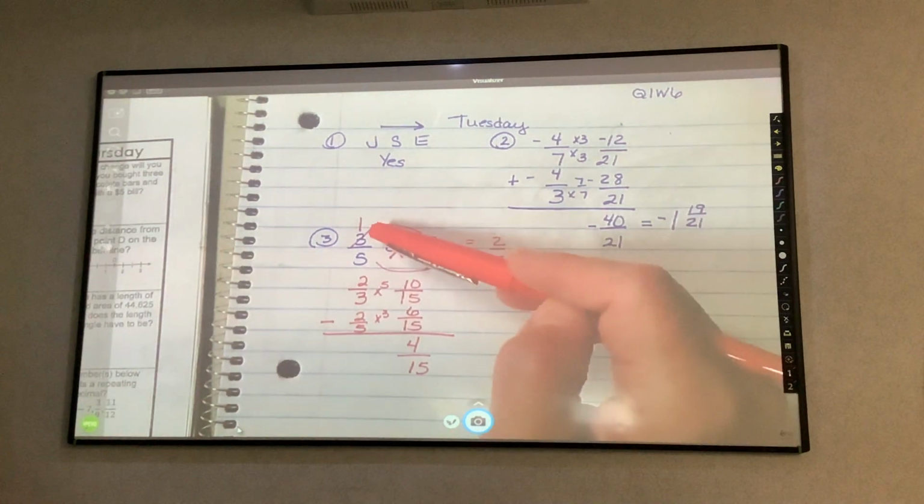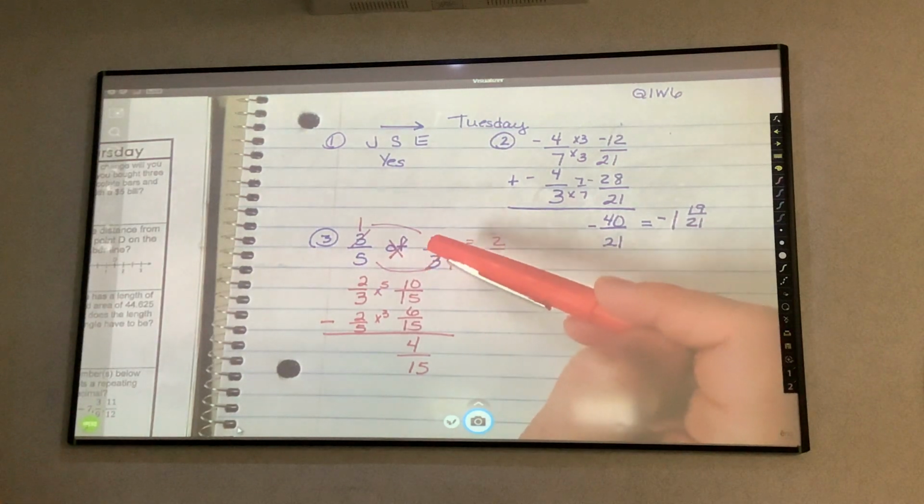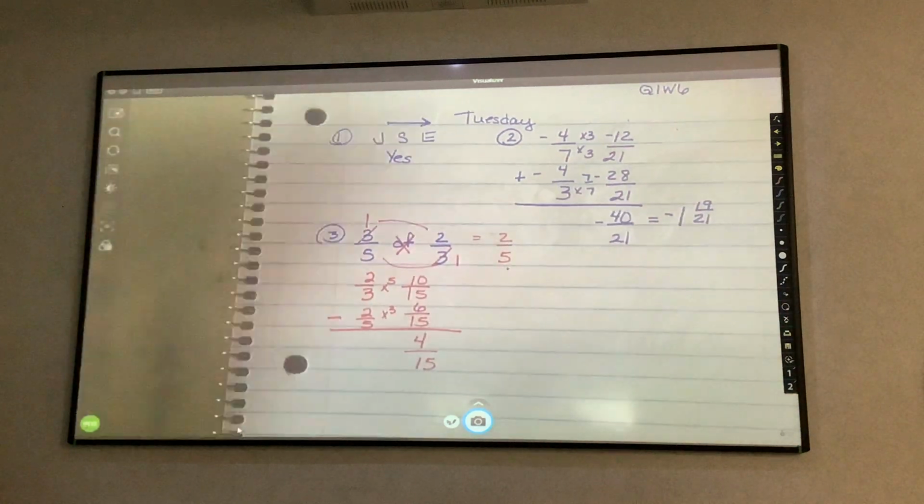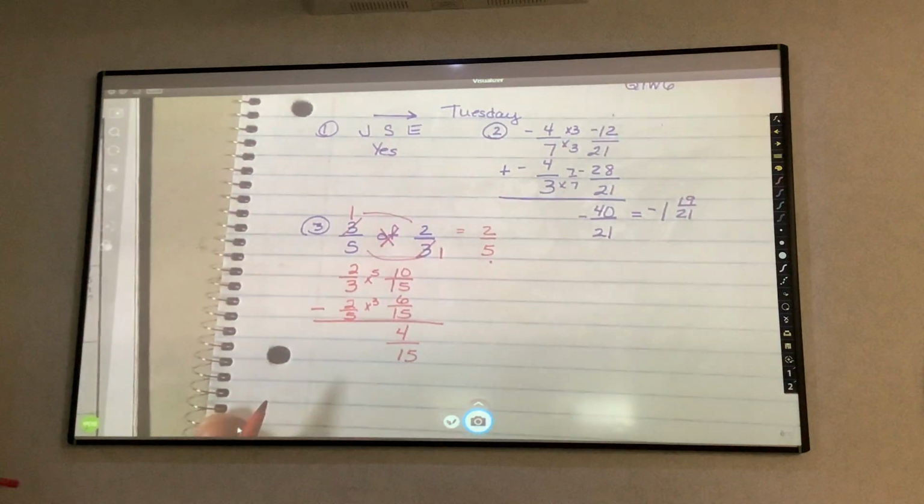How many of you at least did the 3/5 times 2/3? That's a good start. That's a really good start. But then when it says to erase that, I had to take it away from the original picture.